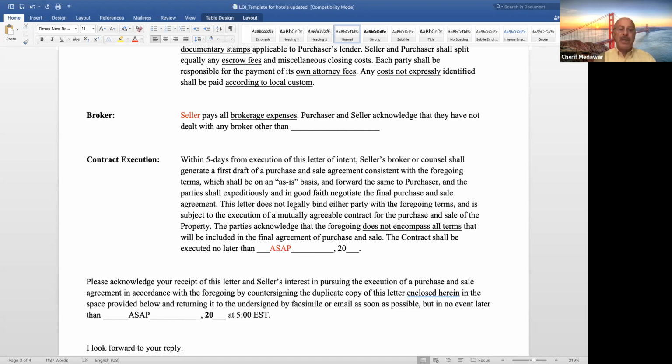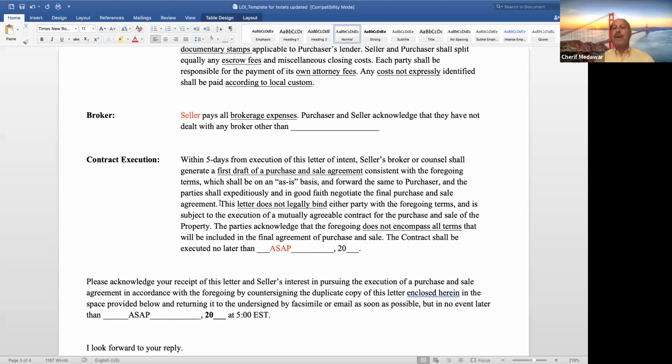Contract execution. Within 5 days from execution of this letter of intent, seller's broker or counsel shall generate a first draft of a purchase and sale agreement consistent with the foregoing terms, which shall be on an as-is basis, and forward the same to purchaser. In other words, we're telling the seller, talk to your attorney, let them draft the contract, send it to us, the purchaser. And then you as the purchaser can send it to your attorney. And the parties shall expeditiously and in good faith negotiate the final purchase and sale agreement.